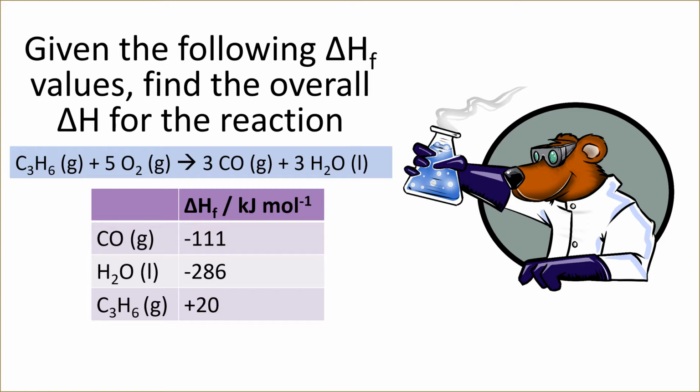The first question that we're going to look at is one of the type that you can solve using these shortcuts. So we have 3 pieces of data for enthalpy change of formation, and we're trying to calculate the value for delta H for the entire chemical reaction.